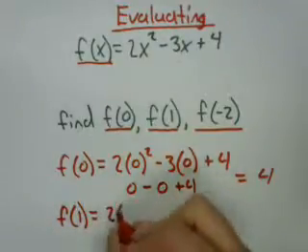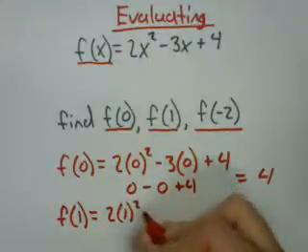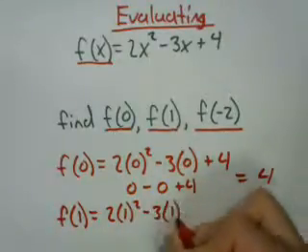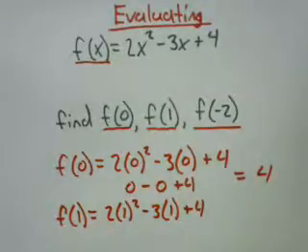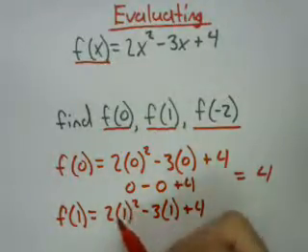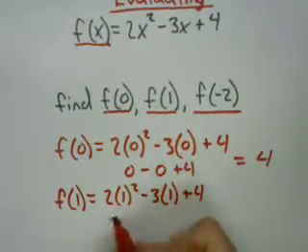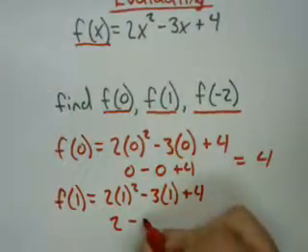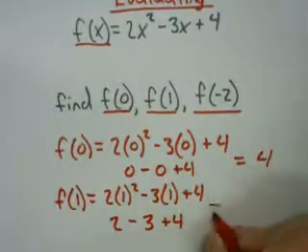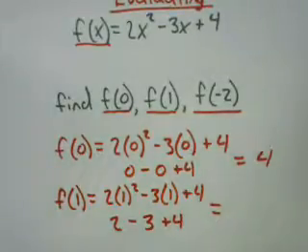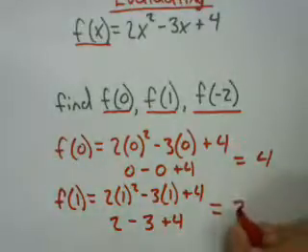Okay, so we have 2 times 1 squared minus 3 times 1 plus 4. So I work each of these term by term. So 1 squared is 1 times 2. Well, that's 2. Minus 3 times 1. 3 times 1 is 3, so minus 3, and then plus 4. So altogether, this is equal to 2 minus 3 is negative 1 plus 4 is 3, positive 3.